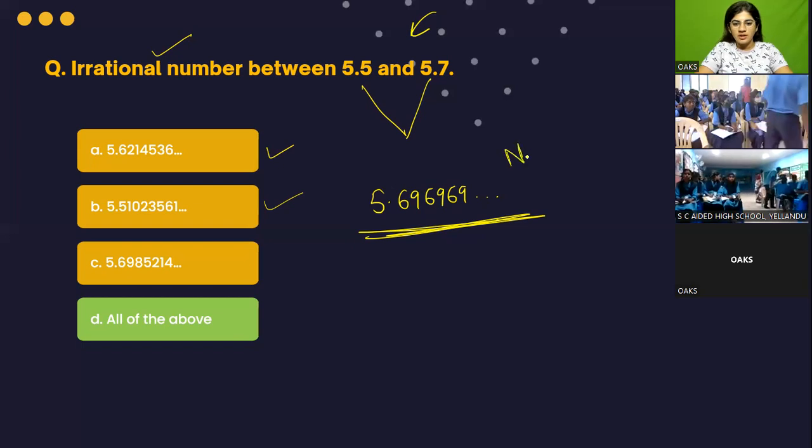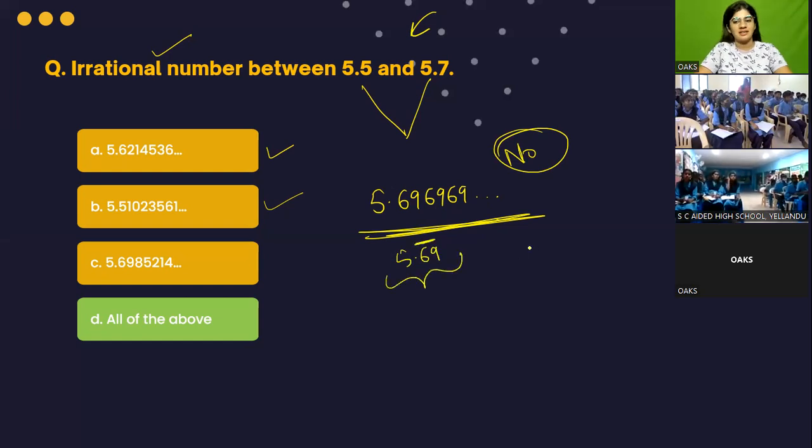You said that no, it is not an irrational number between 5.5 and 5.7. Let me tell you the reason, because this is recurring. It is 5.69 bar. This is not irrational. If I had written this in the options, that would not be the answer. 5.696969 is not the answer, because it is not irrational. We have to find irrational, right? So I hope all the questions are clear till now, and we are moving to our today's topic.